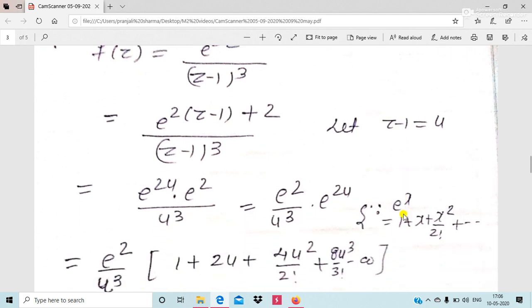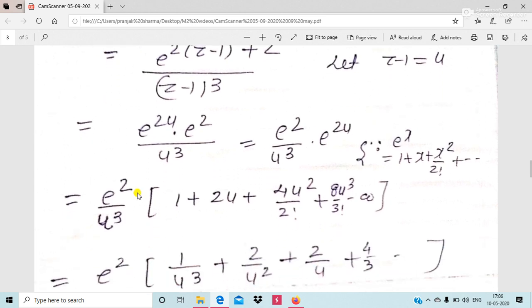So this function can be written as e to the power 2u into e square upon u cube. Now this e to the power 2u can be expanded using the exponential series, since we know that the exponential series e to the power x is 1 plus x plus x square by factorial 2 plus x cube by factorial 3 and so on.